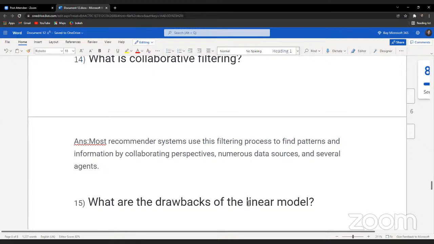Let's jump into the next one. What are the drawbacks of the linear model? What are the main drawbacks of it? If anyone knows the answer, please ping me in the chat box. I'll be holding on for a minute and we'll discuss the answer in a minute.